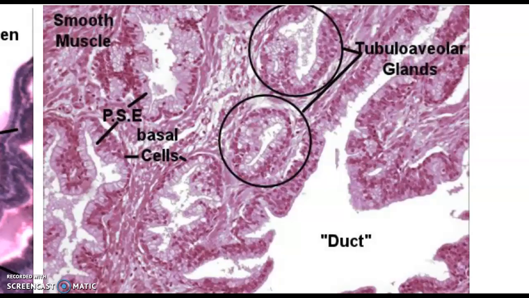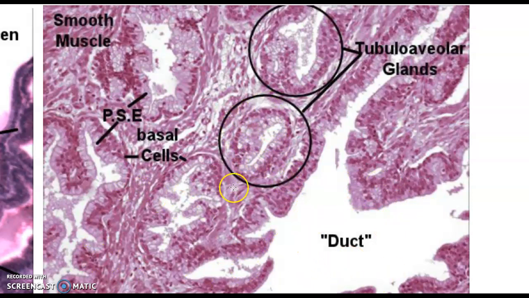So the prostate gland is not a tube. How exciting. It's the only one that's not a tube. And it's actually these ball-like glands called tuboalveolar glands. And they make secretions that are going to be contributed to semen. There is smooth muscle between them that is going to help take the secretions from the glands into the duct, and the duct exits into the prostatic urethra.